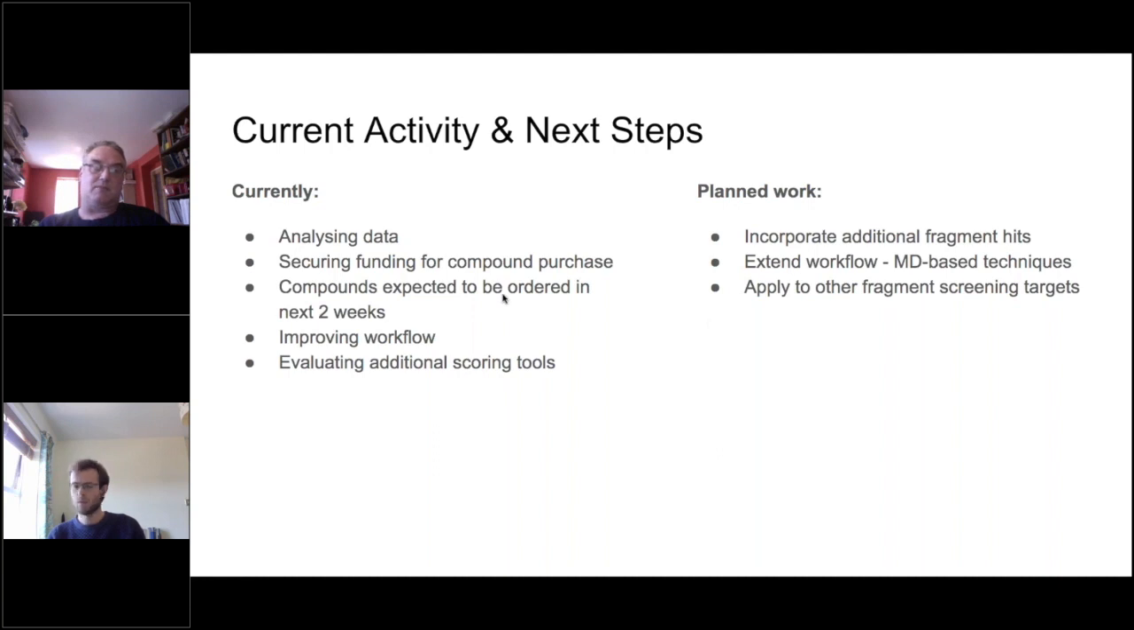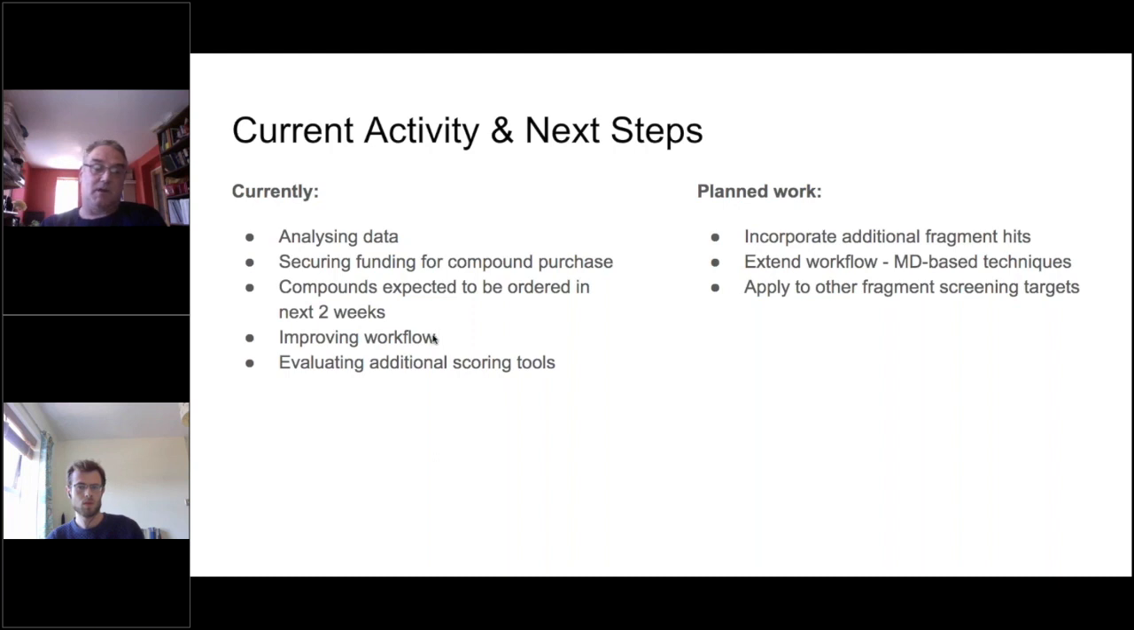I'll just finish by saying what we're currently doing and what we're planning on doing, and then hand over to Simon. So currently we're in the process of analysing that data, and we're trying to secure funding for compound purchase. For this work, we need to buy a significant number of compounds. We need quite a large budget for this, and we're in the process of trying to secure that. And I think we're close to doing that. And the expectation is we're going to be ordering compounds in the next 2 weeks, which will then be tested both in fragment screens and in biological assays.